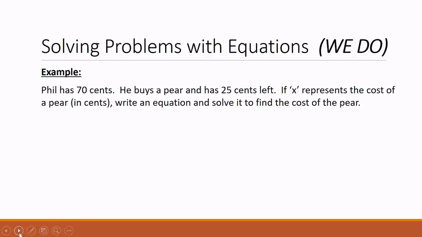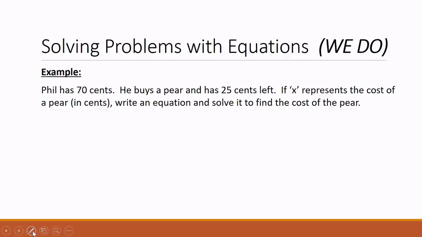After he's bought the pear, he now has 25 cents left in his pocket. Now, if X is going to represent the cost of the pear, also in cents, your task is to write an equation and solve it and actually work out what the cost of the pear is. Now, I'm pretty sure some of the more capable people are already sitting there working out, well, I know what the cost of the pear is.